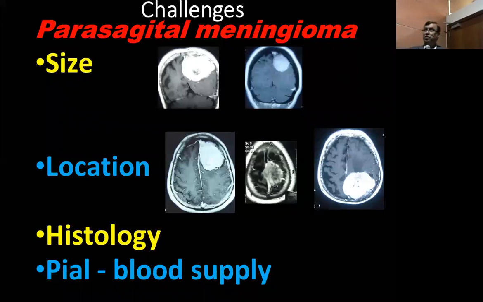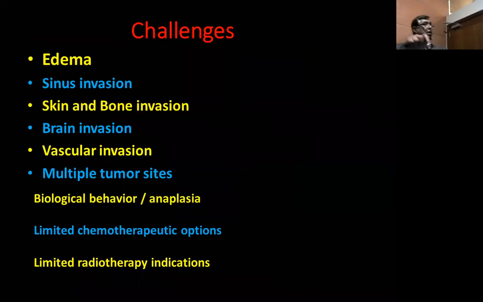So what are the challenges in these parasagittal meningiomas? Size. Of course, the larger the size, the more problematic. Location, whether it is in the anterior, middle, or posterior of the superior sagittal sinus. The more posterior you go, the worse is the case. And of course, the histology and whether it receives a rich blood supply. These are the challenges in these meningiomas.